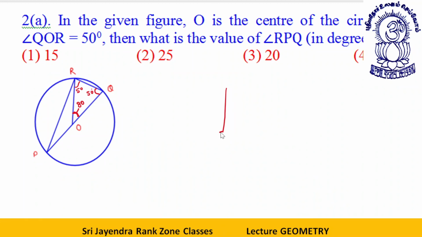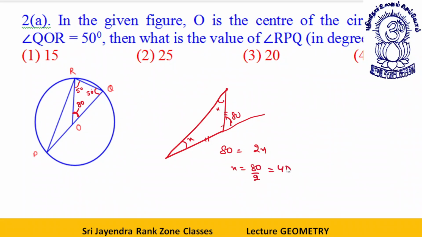If this is the exterior angle of a triangle like this, and this exterior angle is 80, these two are radii. So when these two sides are equal, these angles will be equal. If these angles will be equal, what will happen? This is the exterior angle. So 80 is equal to 2x, or x is equal to 40 degree, 80 by 2. This is one way of doing it.